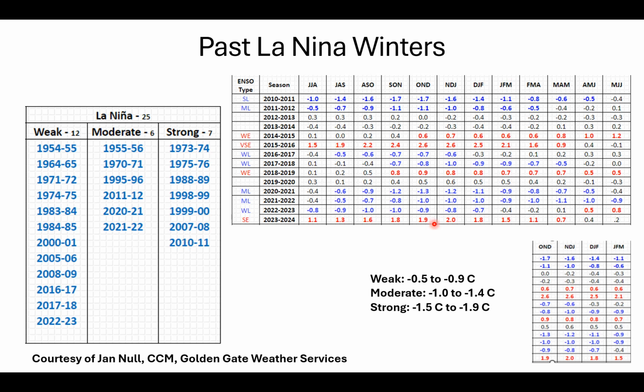Now the graphic up here in the upper right shows La Nina conditions when you see the blue coloring with these values with the minus sign in front. These are your water temperature anomalies in that Nino 3.4 region.